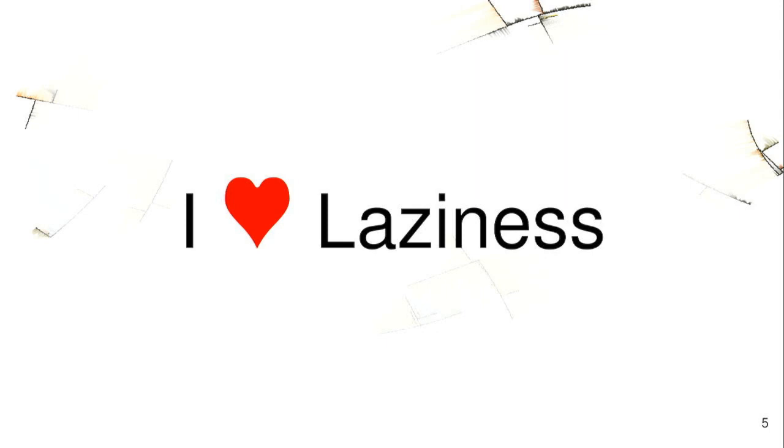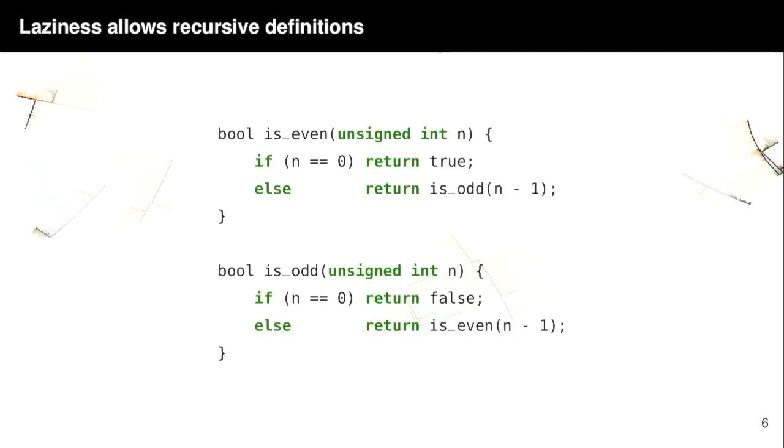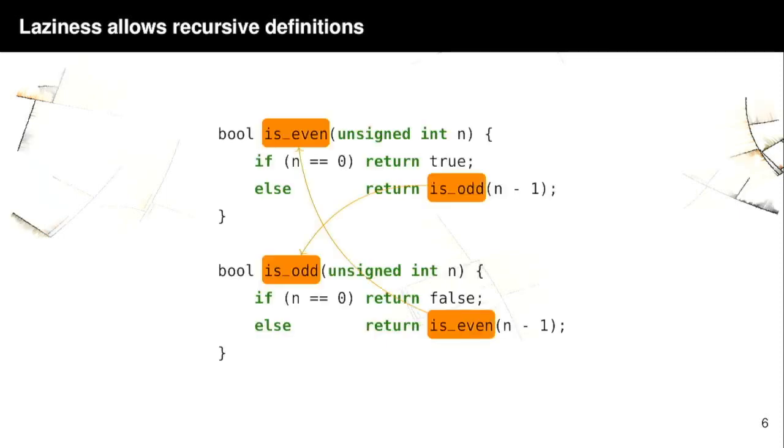But there are more reasons to like laziness, and the one that I want to talk about here is that laziness is what allows us to have recursive definitions. I claim you can't have recursive definitions in a non-lazy language. So let me give an example for something that's even mutually recursive. The typical example is odd and even being defined in terms of each other, and this is how it might look. And here we have some mutual recursion.